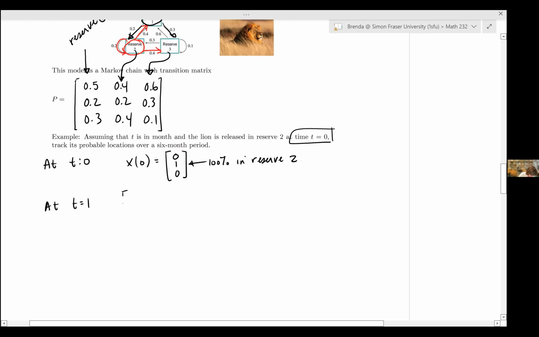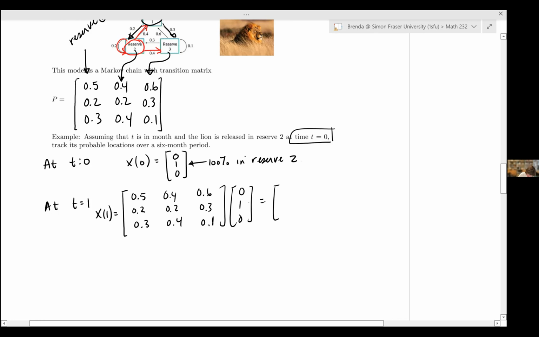We're computing x of 1. We take the transition matrix, and we multiply by where he is now. Okay, and what numbers are we going to get? Well, we're going to get 0.5. That is the first row times that column, and then the second row times that column, and then the third row times that column. Okay, there we get that guy right there.